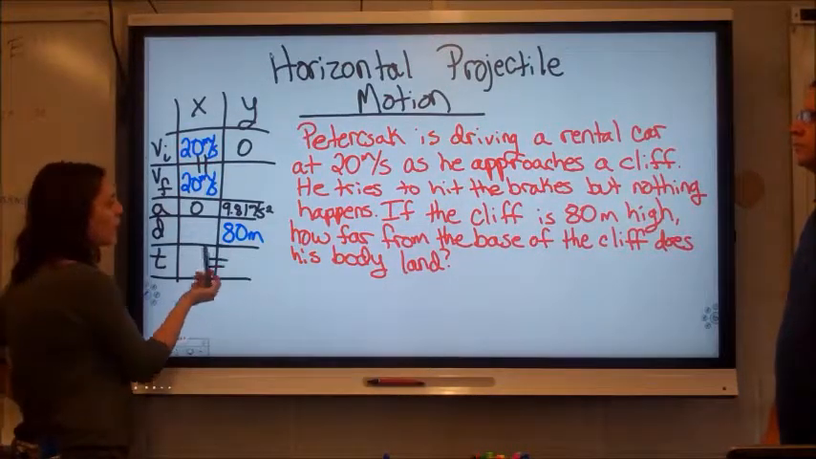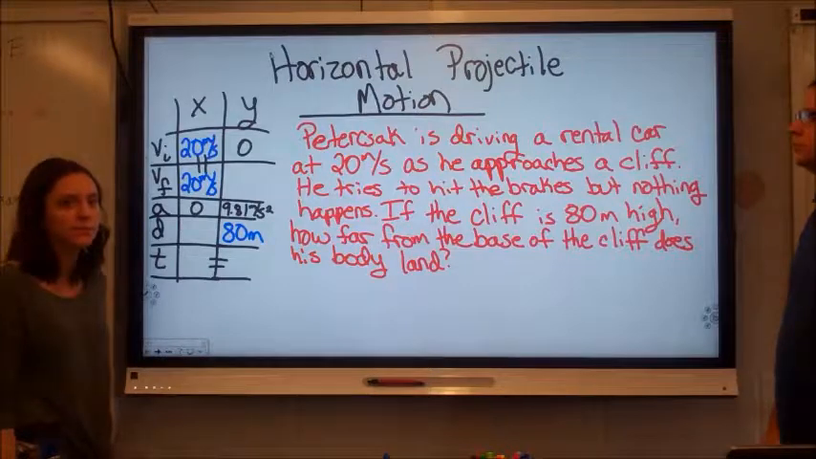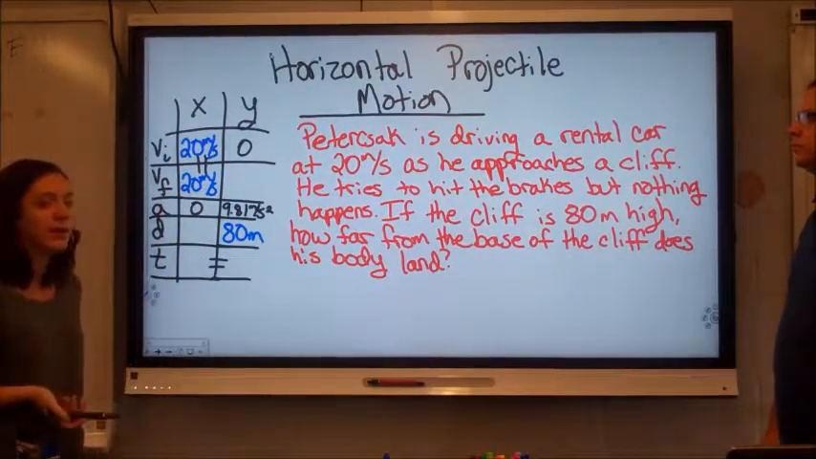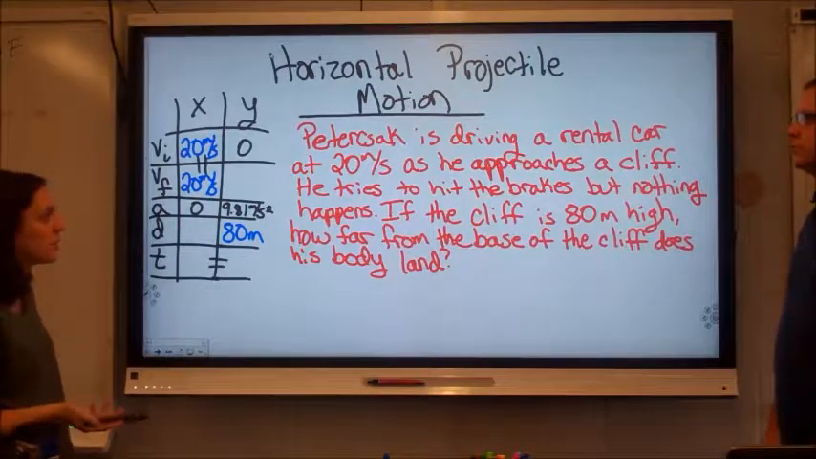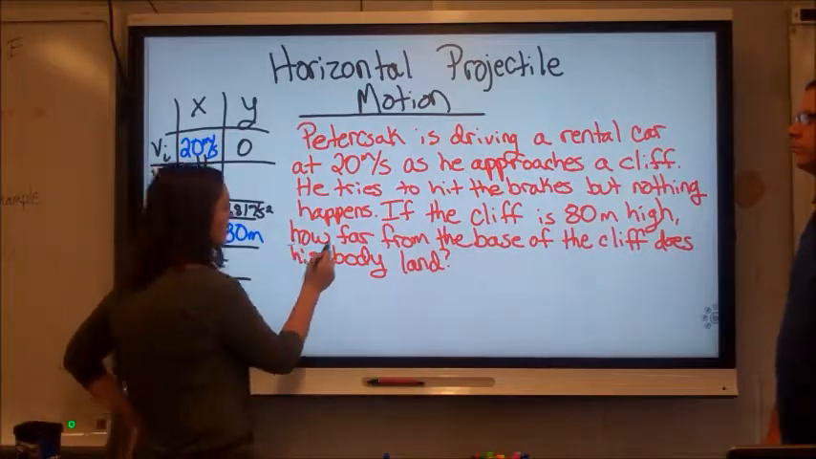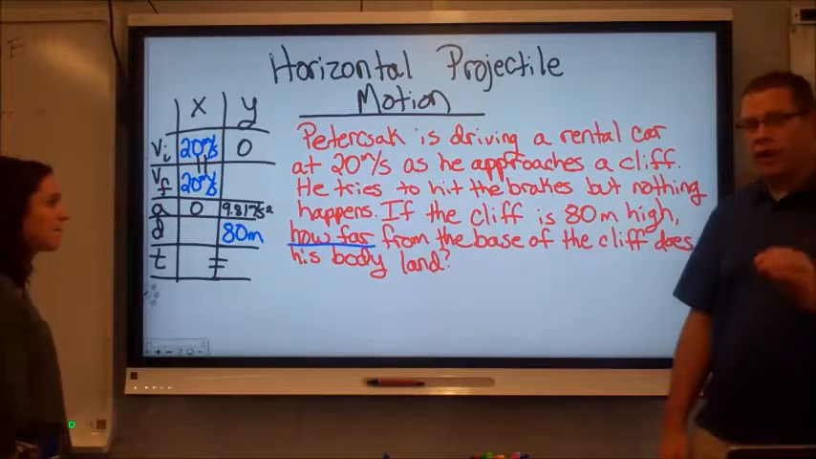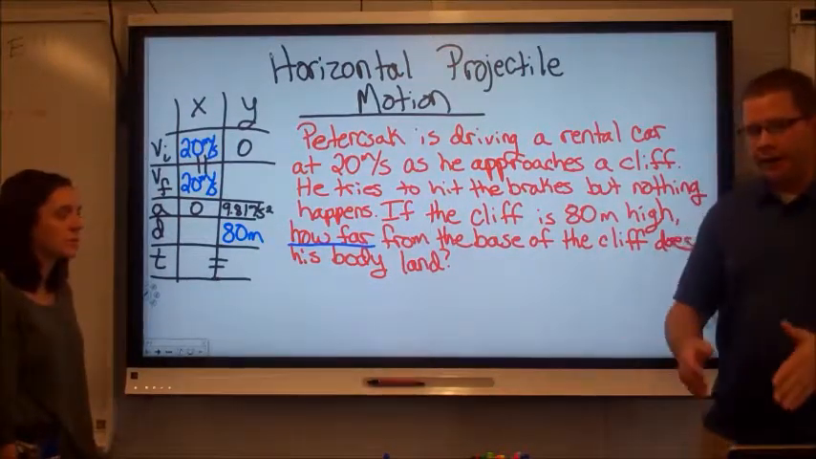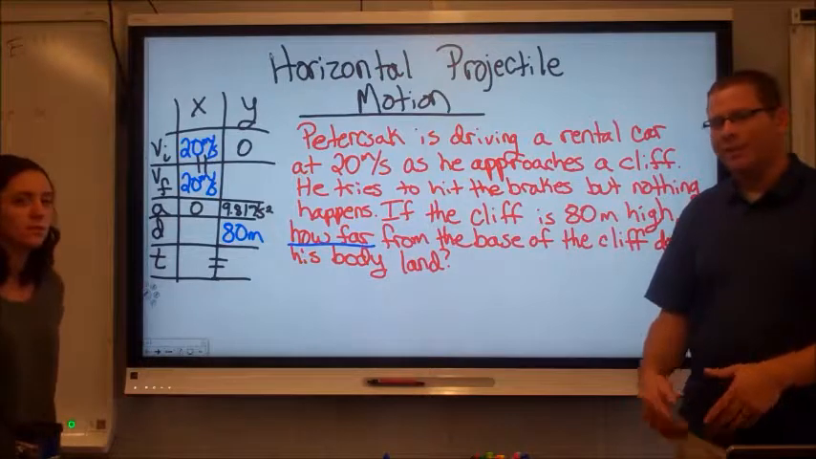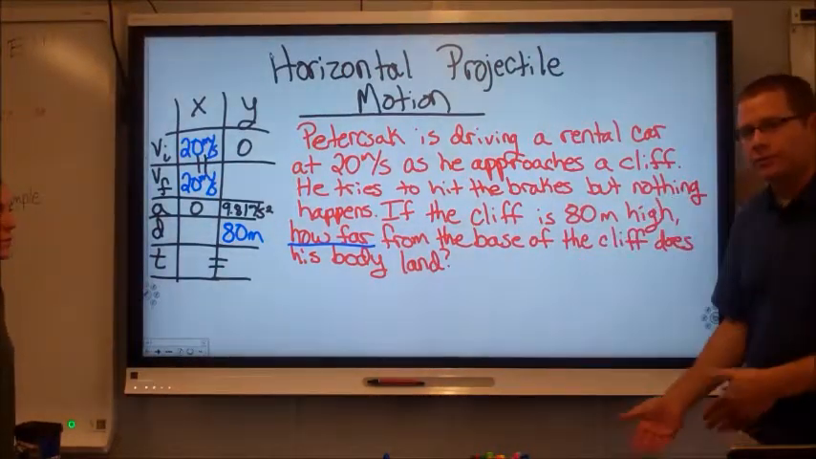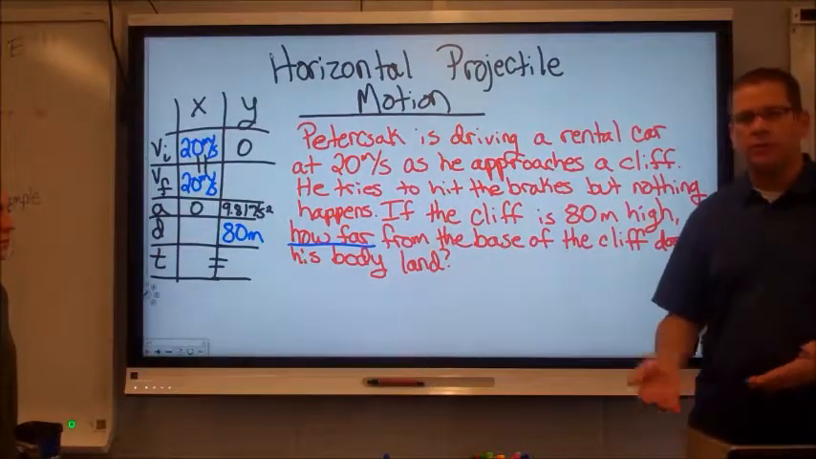So that's going in our y column as 80 meters. And the next thing, now that we have all of our givens written out, we need to identify what our unknown is. So it's saying how far from the base of the cliff does his body land? Okay, so right there, the final answer for this question would be a distance in the y direction, which means the units for the final answer would have to be the units of distance, which is meters.